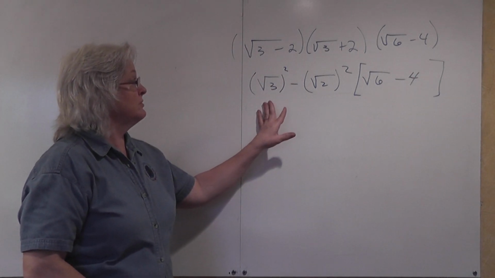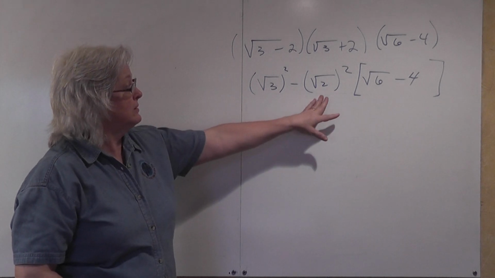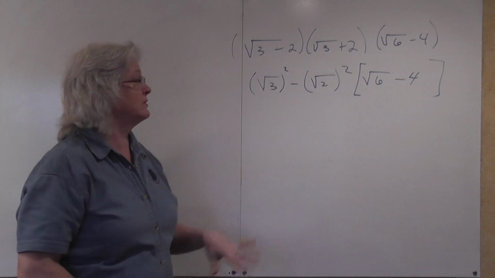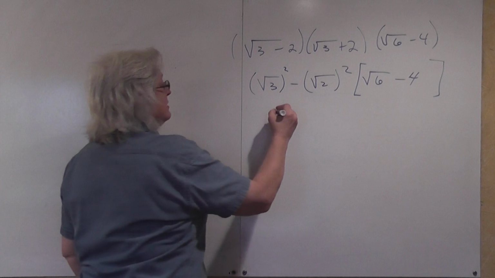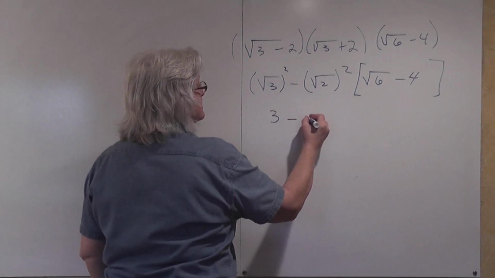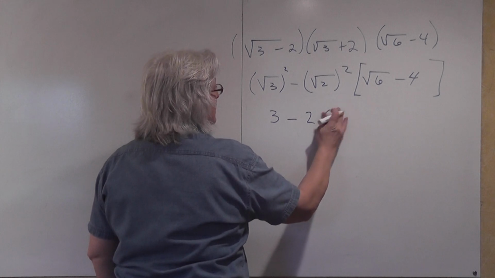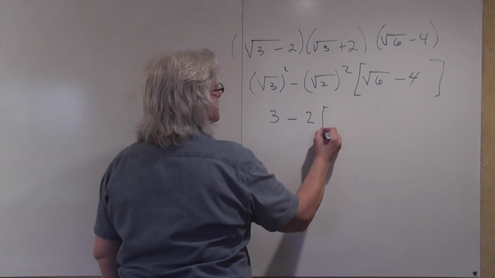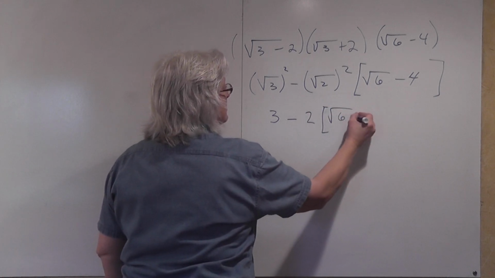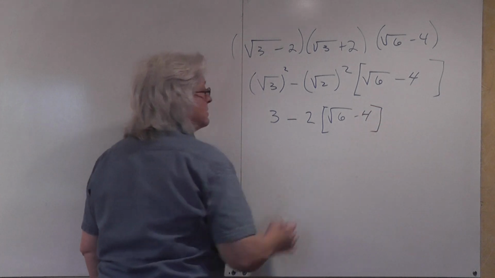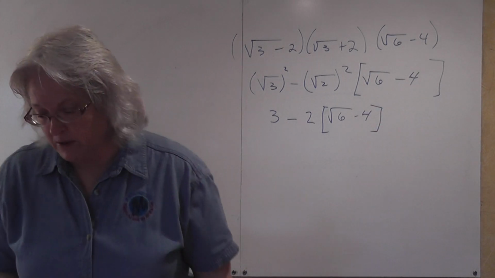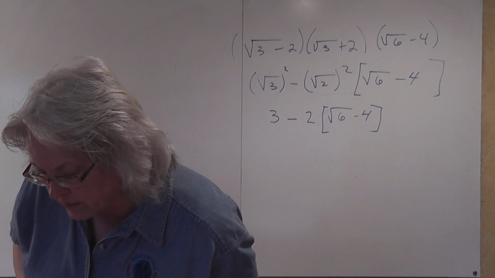What is the square root of 3 minus the square root of 2? Well, the square root of 3 squared is 3, minus the square root of 2 squared is 2, times the square root of 6 minus 4. Let me make sure that I'm going down the right path here.